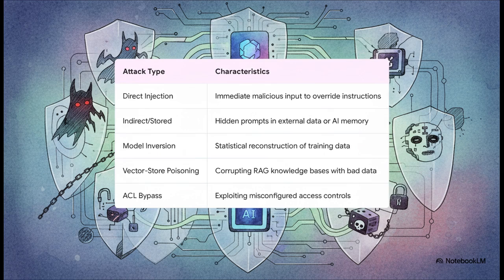This table here is a great little summary of the attack types we've covered. You can think of it as your cheat sheet. From direct and indirect injections all the way to that advanced vector store poisoning that messes with the knowledge bases used in retrieval augmented generation, and of course the ACL bypass techniques we just saw. Understanding each of these is absolutely key to building that layered defense we talked about.